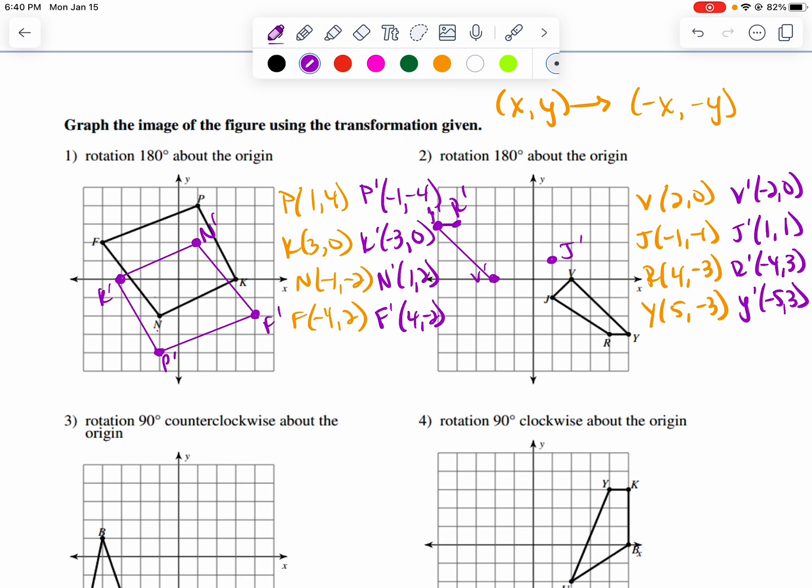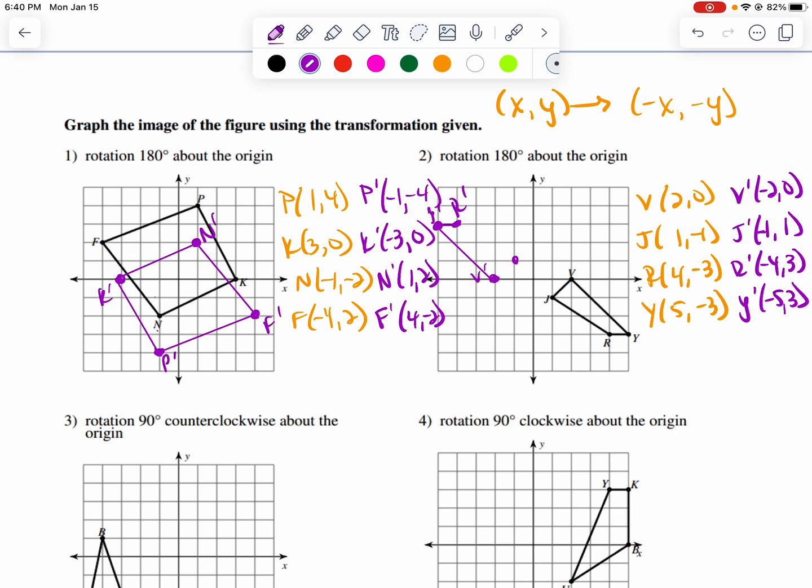Okay, and I have done something terribly wrong because we'll notice that this doesn't look the same. So what? Oh, no. Oh, okay, so right here, this should have been positive 1. J is at positive 1, negative 1. So then J prime is going to be at negative 1, positive 1. Okay, so that's the problem here.